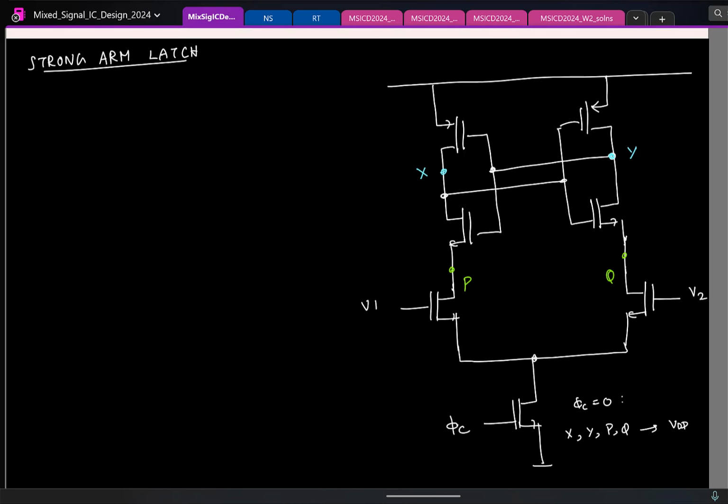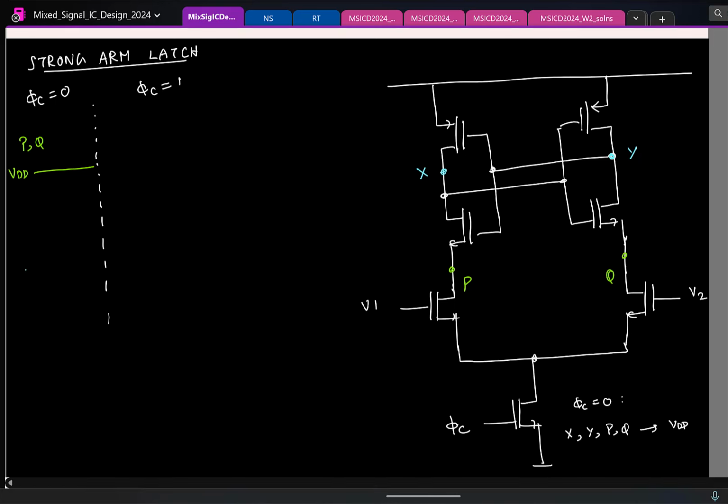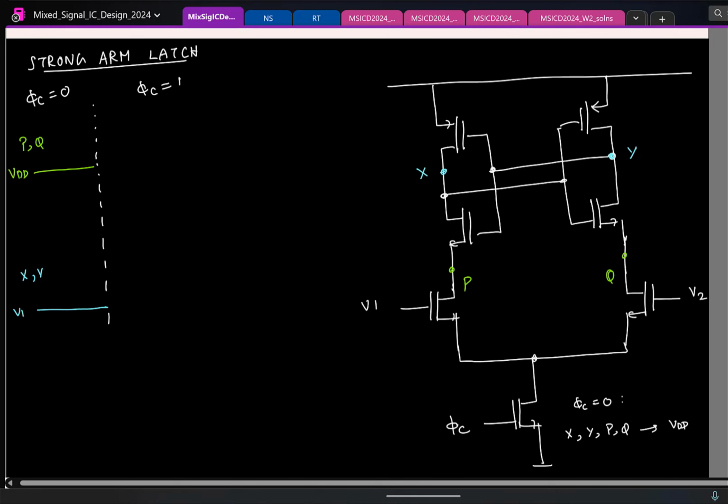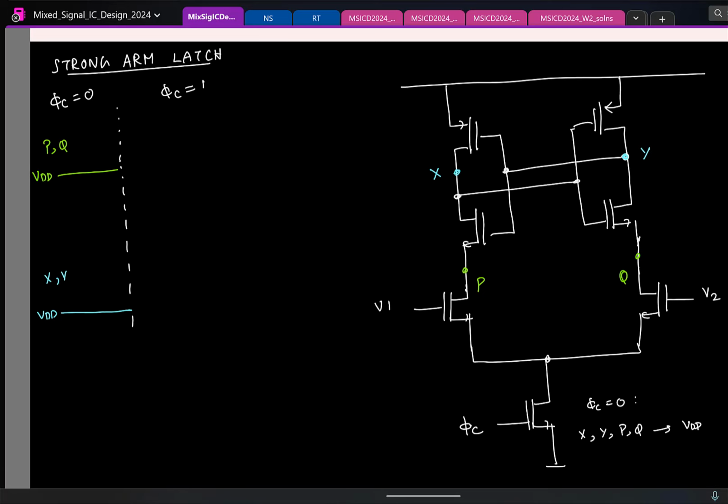So let us say this is phi c is 0, phi c is 1. Let me sketch P and Q here. So when phi c is 0, they were at VDD. Similarly, the outputs X and Y, they were also at VDD. Okay. Yeah, clear? So now remember again, at every node there is a parasitic capacitance.